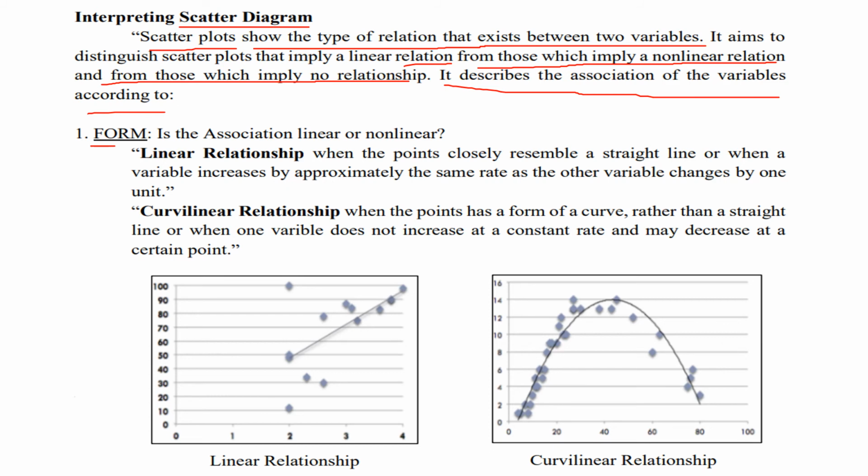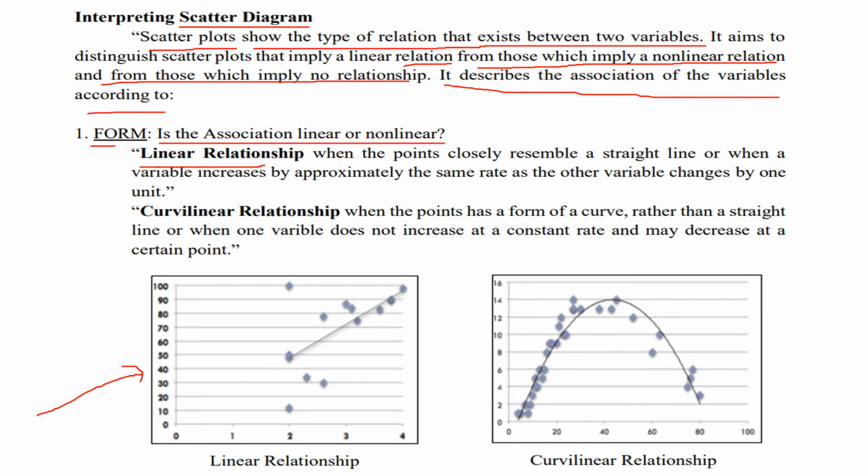For number one, form: is the association linear or nonlinear? We say linear when the points closely resemble a straight line, or when a variable increases by approximately the same rate as the other variable changes by 1 unit. As you can see in your linear equation using figure number one here, that's why it is called a linear relationship, because we use a line for us to visualize the relationship between your two variables.